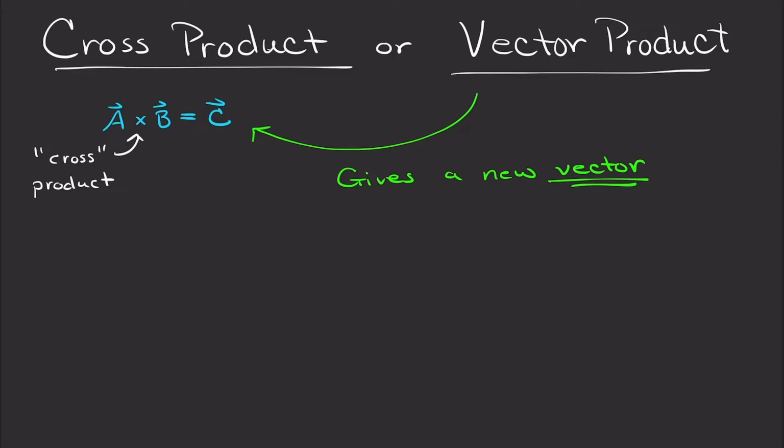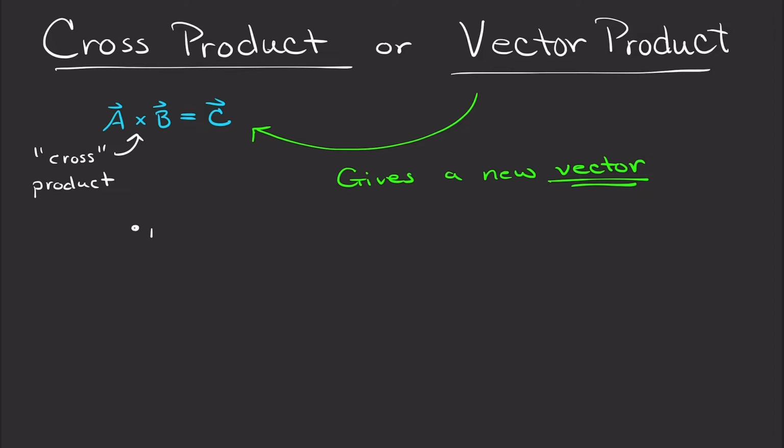So there's also a dot product, also called the scalar product. And when you multiply two vectors using a dot product, you get a scalar. So you don't get another vector. But when you do a cross product or a vector product, you do.